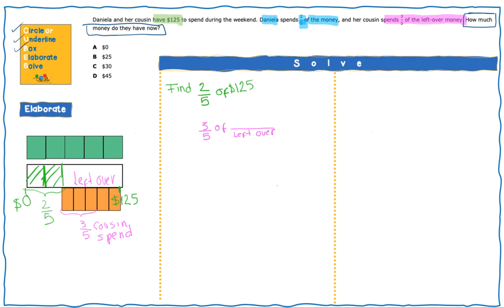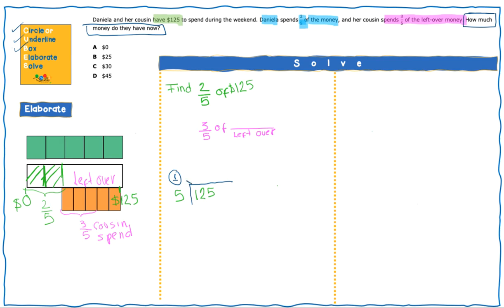Great. So let's get started and first find 2/5 of 125. You see, guys, in how many sections did they divide the whole money so Daniela can spend 2/5 of it? Of course, in 5 pieces. Great. So what we're going to do here is divide the $125 that they got in all by 5. That way I'm going to know how much 1/5 is.